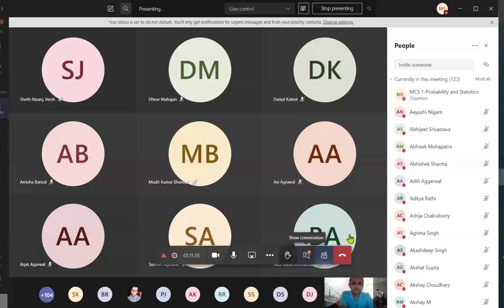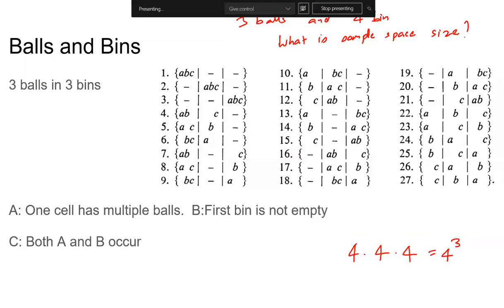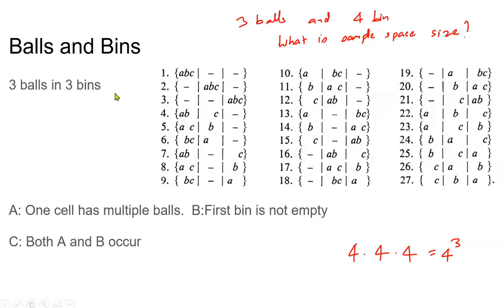So we understood why. There are 3 balls, 3 bins. There is no confusion. So what is the probability that one bin has multiple balls? How do you compute that probability? You want to compute the probability of one bin having multiple balls. So one bin should have at least one ball, right? That is the question.